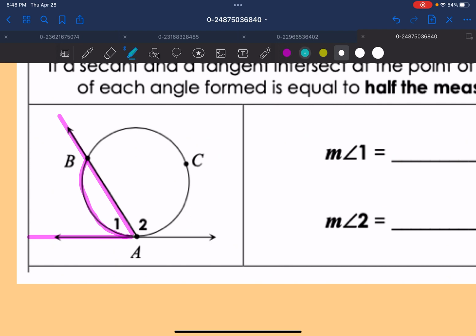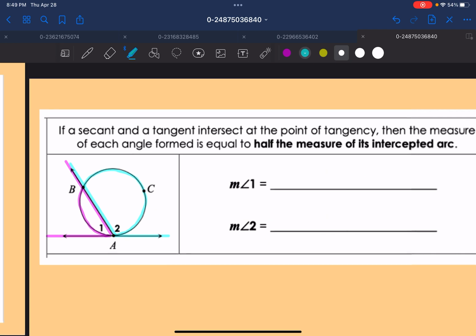If I want to do the other side for angle 2, I would highlight that secant and that part of the tangent. And from B to C to A over here would be its corresponding arc. So now visually you can see that. If you want to pause and grab some markers and highlight yours the same, that might be a great idea.